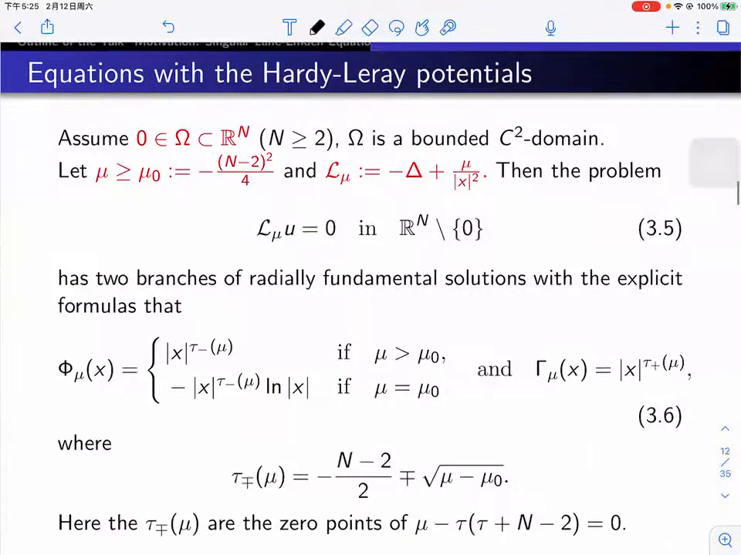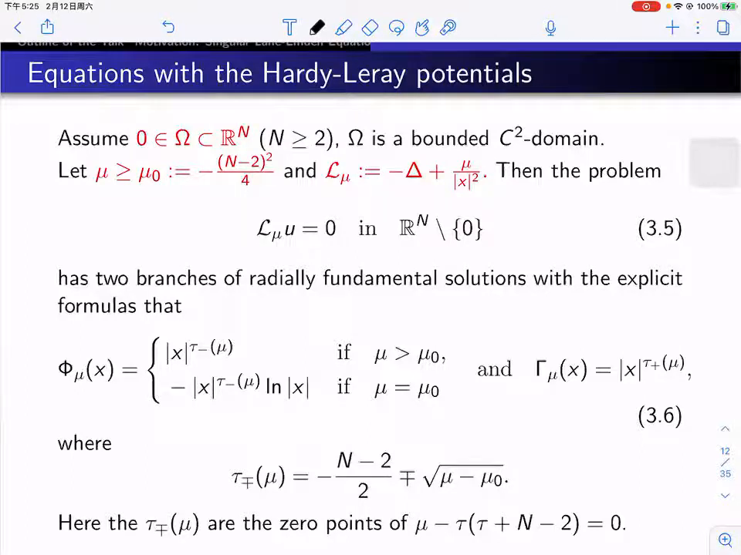So for this operator, just like we talked, L_mu is equal to minus Laplace plus mu over modulo of x squared, for mu bigger or equal to mu_0, which is the best constant of the Hardy inequality. So 0 belongs to the domain omega.